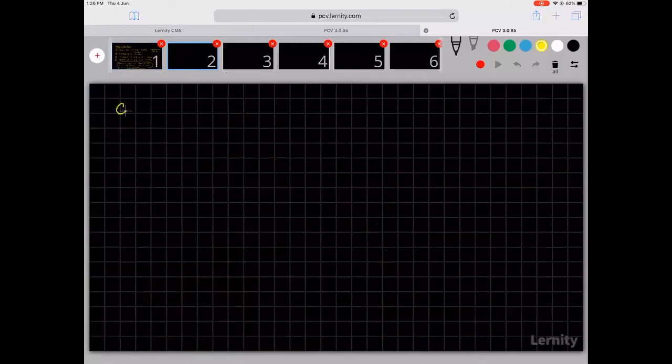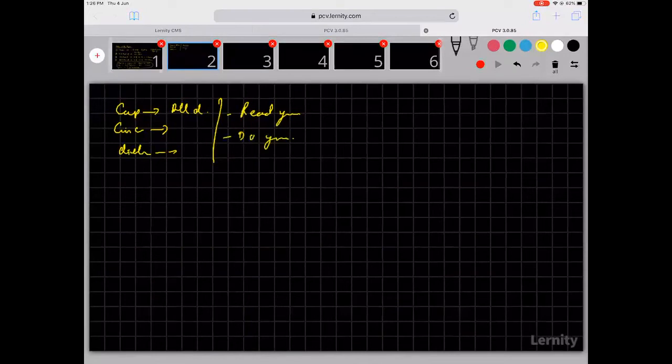Okay, then capacitor. All derivations in capacitors. Then circuits of capacitors. Then dielectric. Okay, so you read your textbook, then you do your best. That is all that is expected. Nothing more can be done, and don't get worried about anything else.